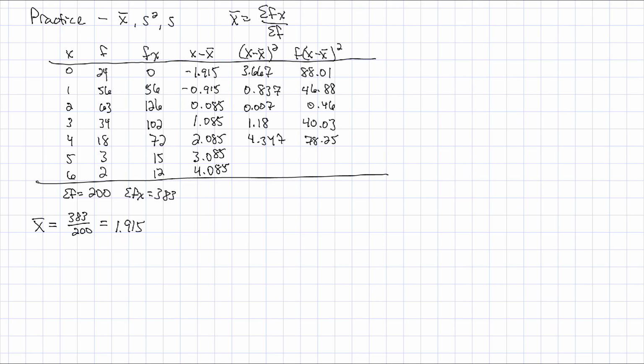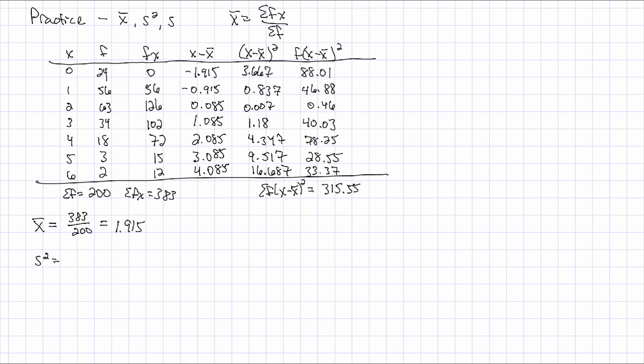3.085 squared is 9.517, multiplied by its frequency, 28.55. 4.085 squared is 16.687, multiplied by its frequency, 33.37. So now with that column I will add that up to get the sum of my f times x minus x bar squared value, which is the numerator in our variance equation.